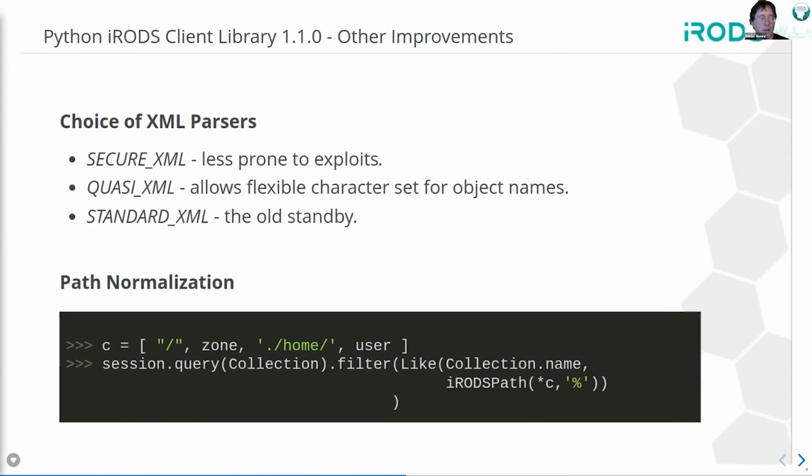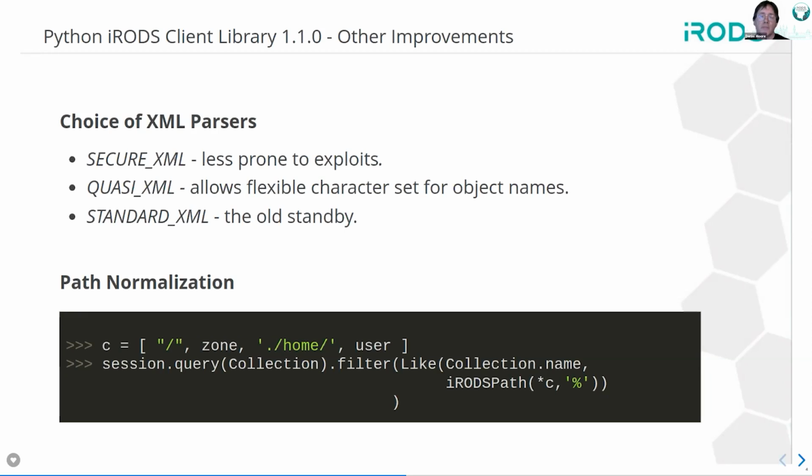We also now have added a choice of 2 other XML parsers beyond the original default one. You see the original default is the standard XML at the bottom. We now also have the choice of the secure XML or quasi XML. I'll go over briefly the features of both. These are selectable either by an environment variable from the outside, or can also be turned on a per-thread basis from within the library. So applications can do that by a call into the PRC.